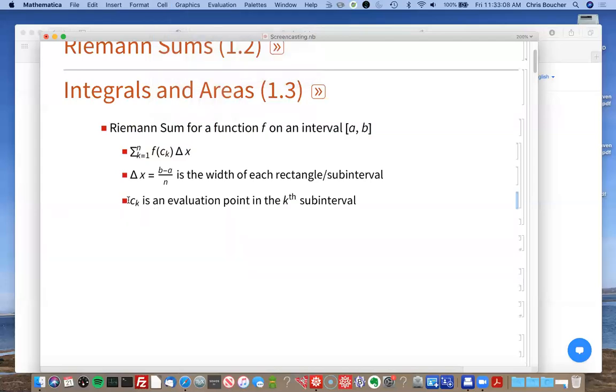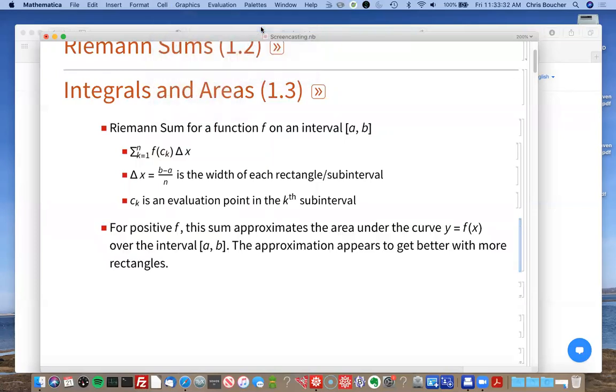And as I said a moment ago, c_k is the evaluation point in the kth subinterval. So we will almost always choose c_k to be the right endpoint or maybe the left endpoint. In theory, though, it could be any point in the kth subinterval, and you could even choose them differently from subinterval to subinterval if you wanted to. But we're not super interested in Riemann sums per se, so we won't go to that level of complexity.